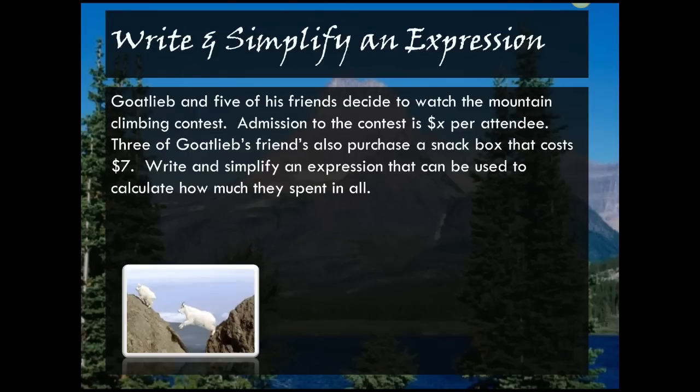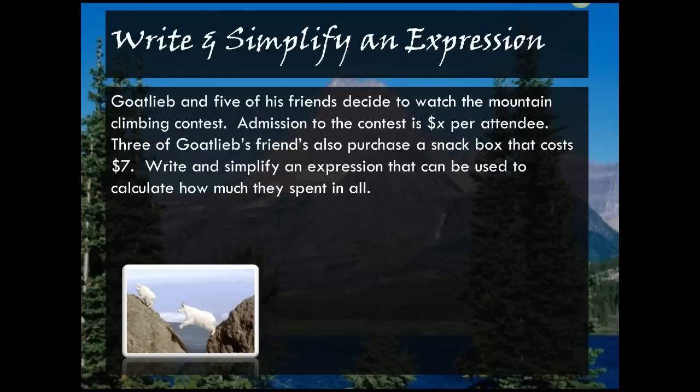Gottlieb and 5 of his friends decide to watch the mountain climbing contest. Admission to the contest is x dollars per attendee. 3 of Gottlieb's friends also purchase a snack box that costs $7. Write and simplify an expression that can be used to calculate how much they spent in all.